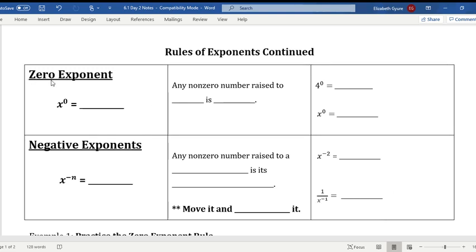Okay, so 0 exponent. This is a new rule. We got our 0 exponent. So remember, if you have x to the 1 or anything to the 1, doesn't that just mean you have one of them? So if I have x to the 0, how many x's do you think I got? If I have x to the 0, are there any of them? No. So we actually have this rule here.